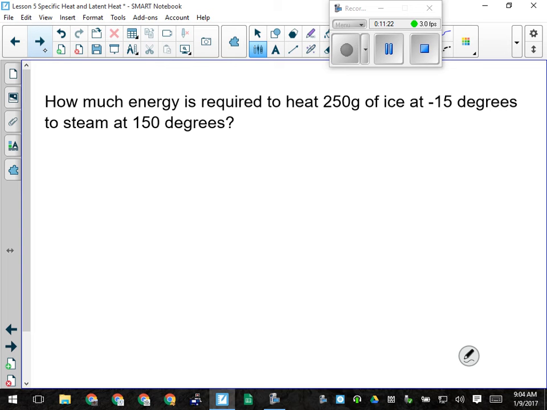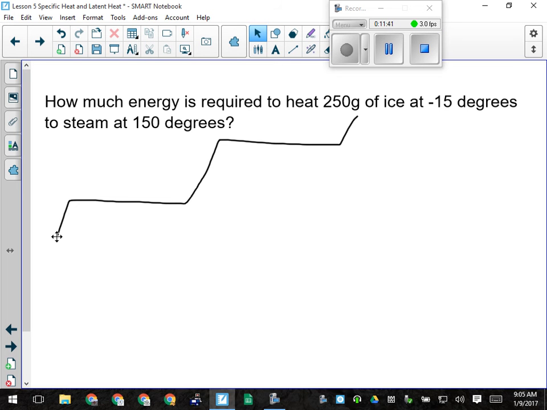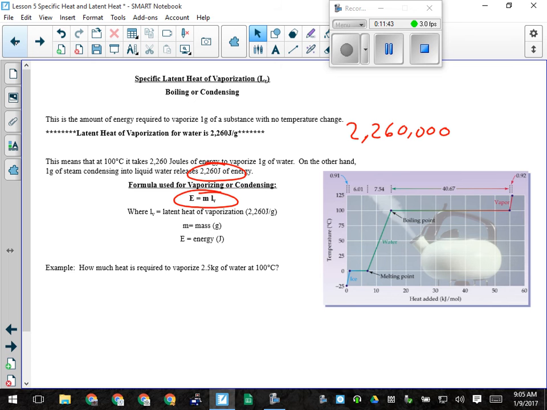So the first thing I do in a question like this, where I know the state of the material is going to change, is I draw that heating curve of water. Okay, which was the graph I had there on the last question. In fact, instead of drawing it, I'm just going to copy it over.